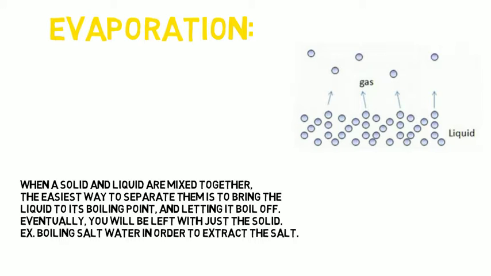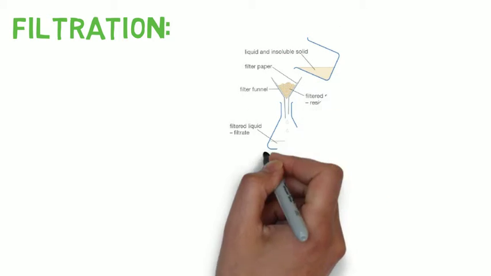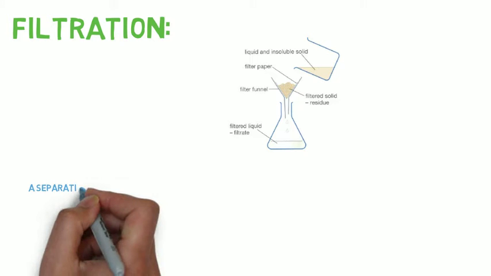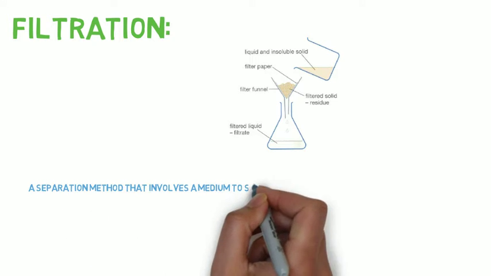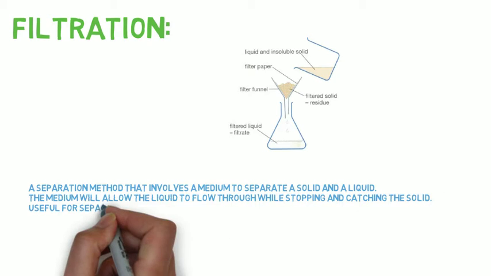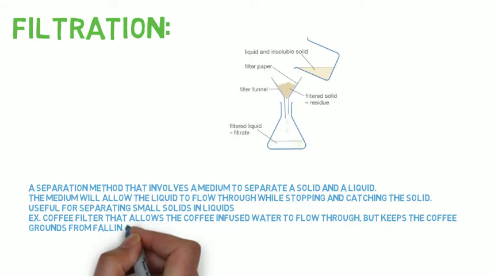Next up we have filtration, a method which involves the use of a medium. In the case of the diagram here, an example of the medium is that filter paper. The medium allows the fluid portion to flow through while stopping the solid portion of the substance. Also, this differs from sieving, as sieving only contains one medium, while filtration uses more than one medium.